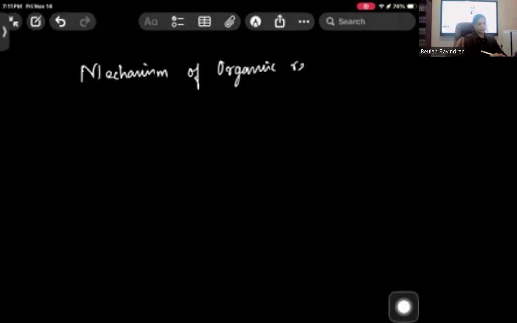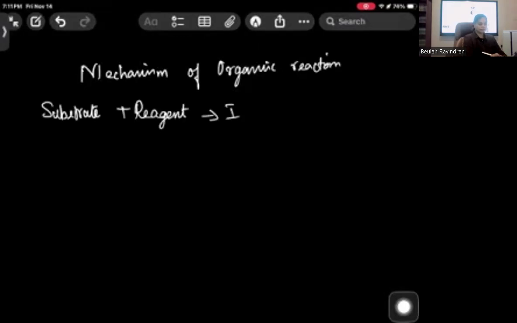So this is the mechanism of organic reaction. What is the mechanism of an organic reaction? Substrate plus reagent gives an intermediate product, and then the product. Keep this in your mind. This is a very important point. Then we'll see the remaining.